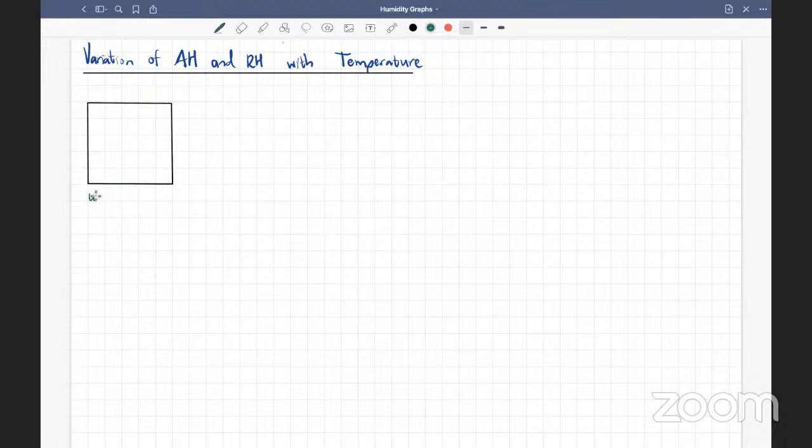We'll write like this, no? Air unsaturated with water vapor. Okay, now the first variation we are going to learn is based on variation of absolute humidity and relative humidity with temperature. Remember, it's with temperature. So we are going to change the temperature now.